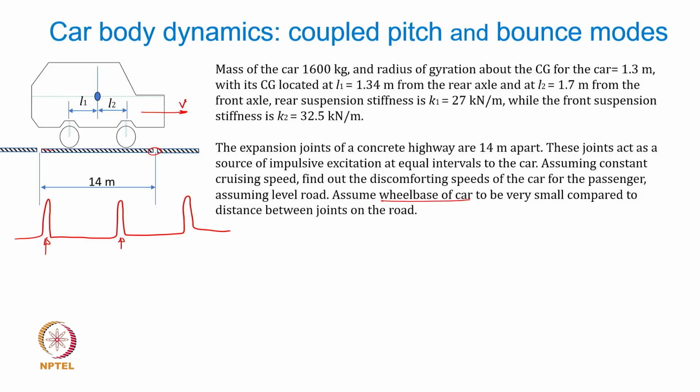that the wheelbase is reasonably small as compared to the distance. Obviously if you add up this L1 and L2, it's going to be close to about 3 meters, so less than 10 times the distance between the expansion joints. So we can assume that, in reality, the impulses will happen like this. But we can assume that there is a regular excitation to the car coming from the base, and we are supposed to find what is the discomforting speed of the car for the passenger.